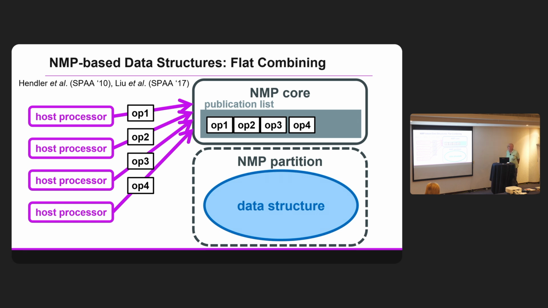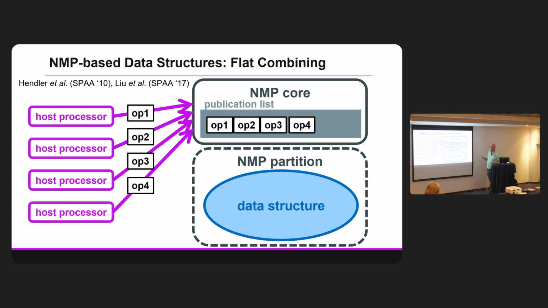Within an NMP, we're going to use a technique called flat combining, which has been around for a while. This is a way of, in some sense, taking a lot of concurrent threads and mapping them onto a single thread. So the NMP core is going to share a small amount of memory with a host. You can think of this memory as kind of control registers. And each host processor can request an operation by writing into a piece of shared memory, saying, please add this key to the database.